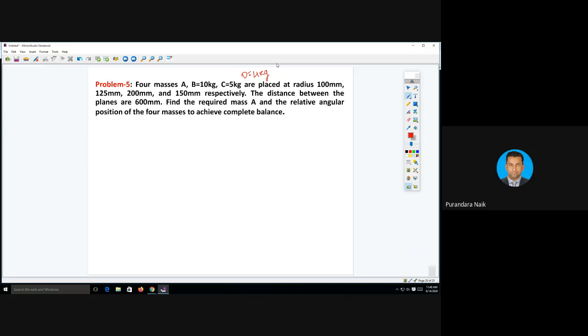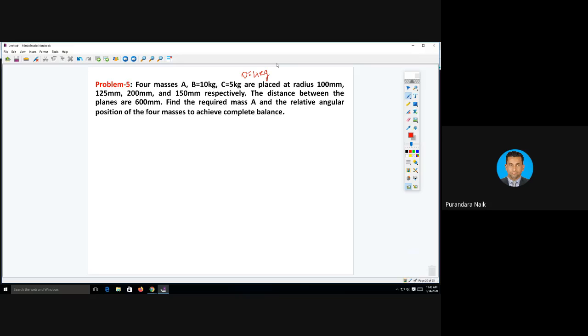They are placed at radius 100 millimeter, 125 millimeter, 200 millimeter, and 150 millimeter. All the planes are placed at a distance of 600 millimeter. Find the required mass A. Mass A is unknown here. Find the required mass A and the relative angular positions of the four masses to achieve complete balance.